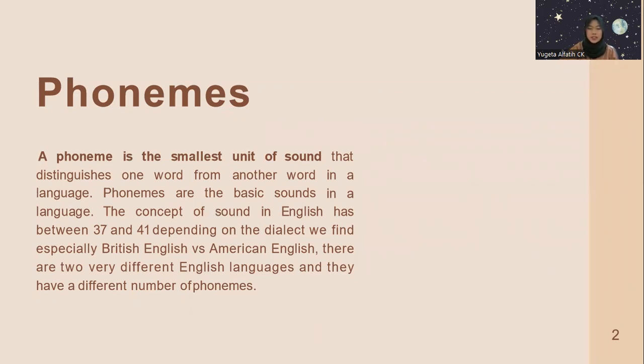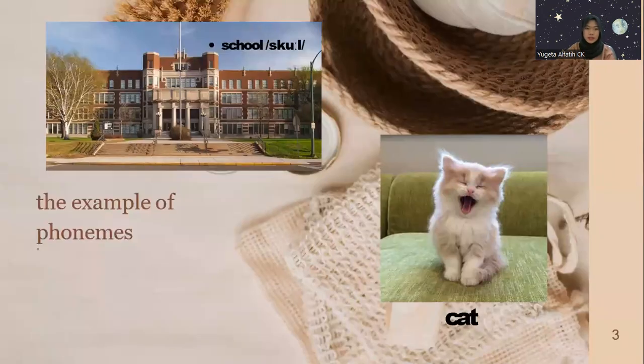The number of phonemes in English is between 37 and 41, depending on the dialect, especially British English versus American English. They are two very different varieties of English and they have a different number of phonemes. Examples of phonemes are school and cat.